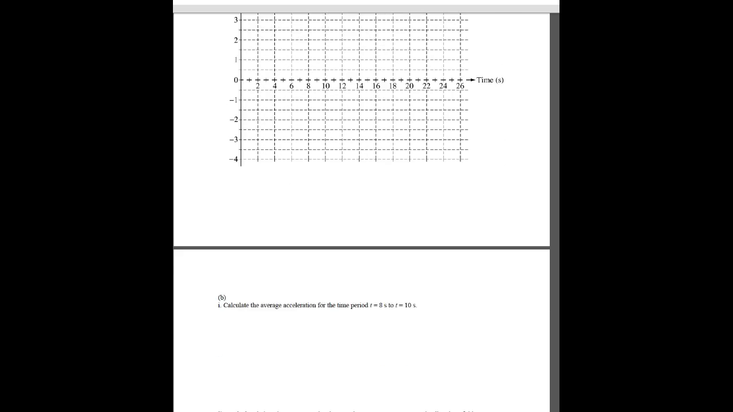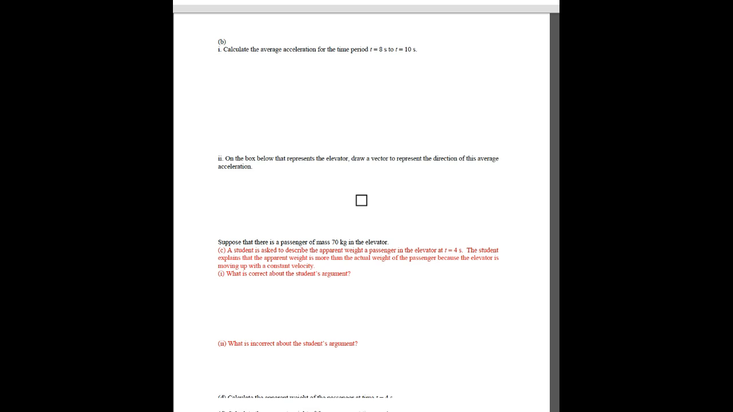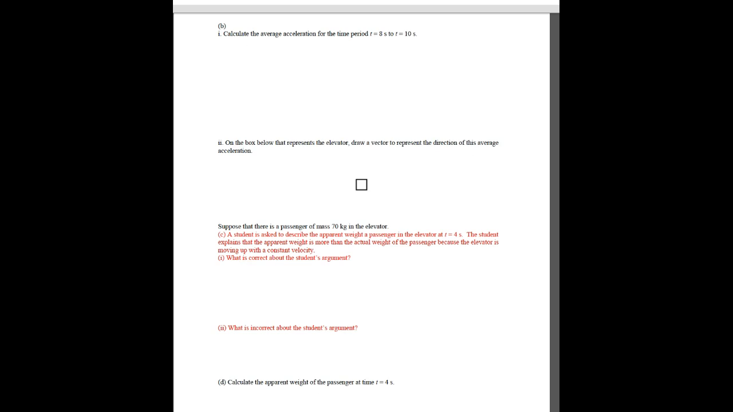Let's go ahead and take a look at the next part. It says calculate the average acceleration for the time period from 8 until 10 seconds.